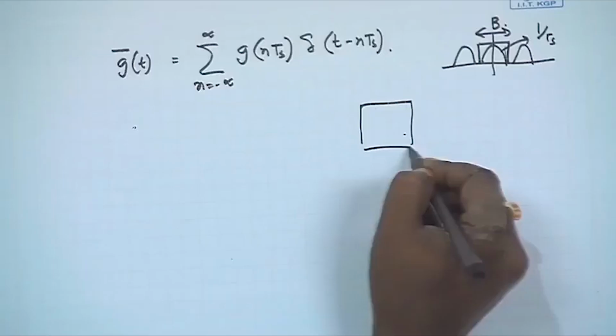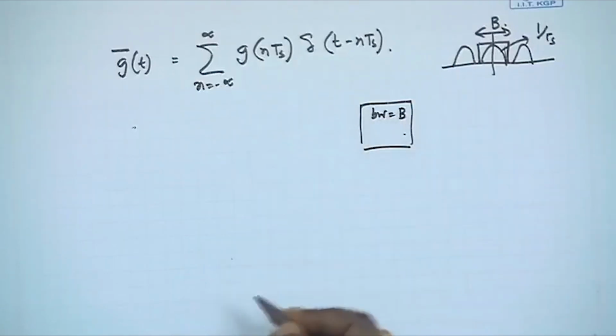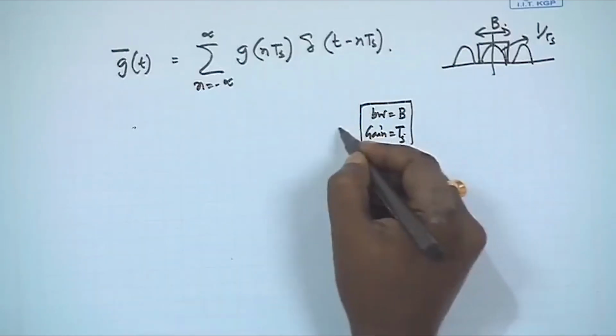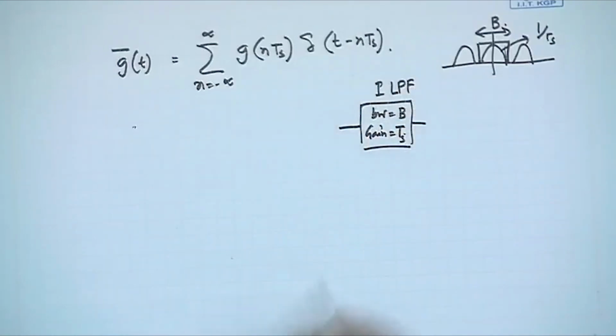So, this signal has to be passed through an ideal low pass filter of bandwidth B and gain Ts. So at this side, if we put G bar(t), I must get G(t). This is something we have understood as long as the sampling has been done with the Nyquist criteria, that means Ts is less than 1 by 2B. That condition has already been satisfied.